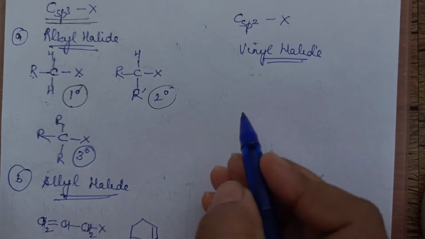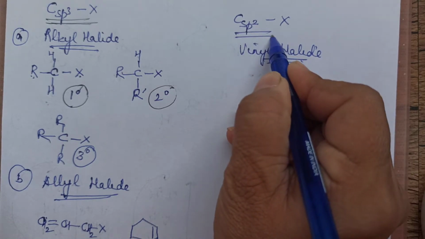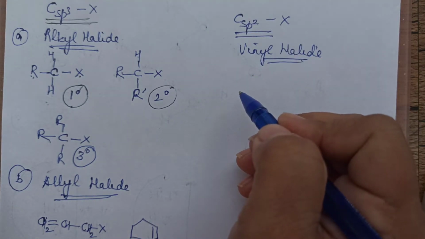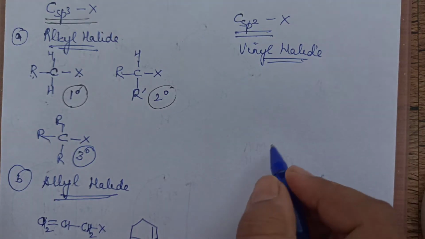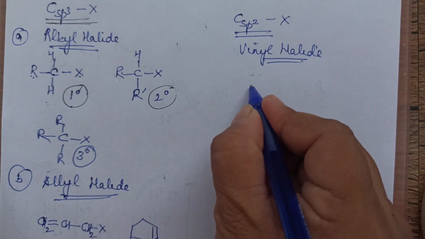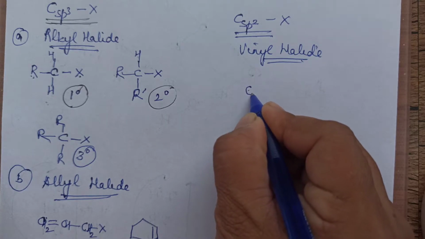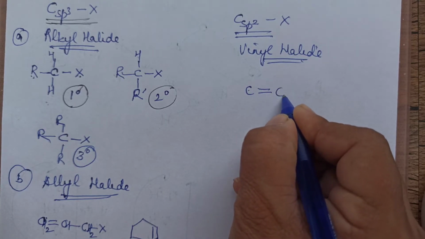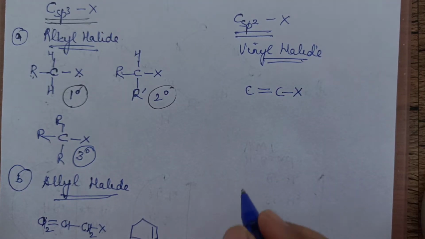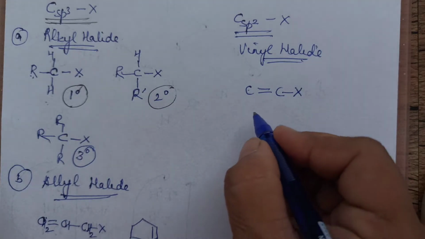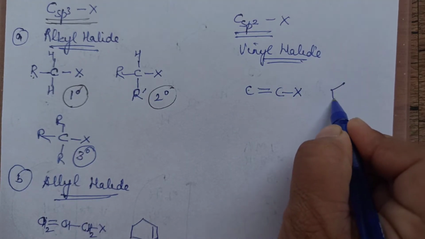Now we are taking the next category, sp2 hybridized carbon containing halogen. There are two examples in this, vinyl and aryl. We are taking vinyl. Now what is vinyl? Two carbons which are containing a double bond, and that carbon itself has halogen. This is vinyl. You can complete the valencies on your own.